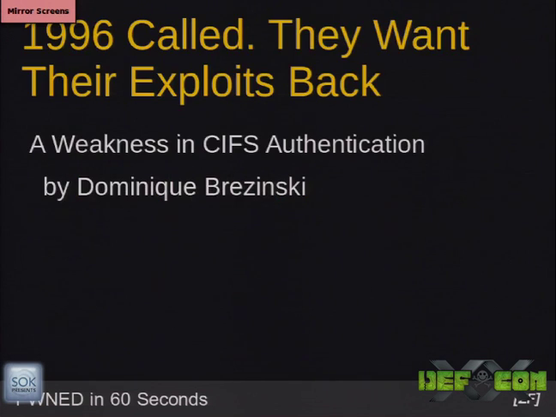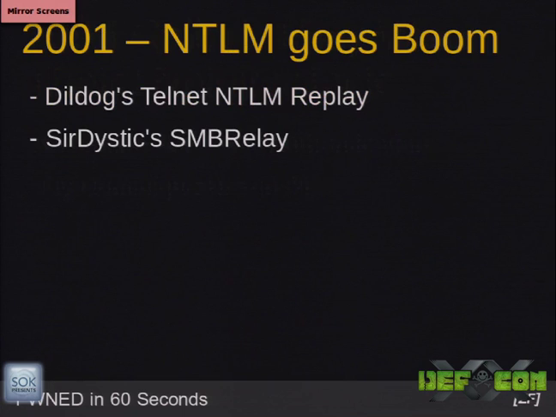Back in '96 was when it first came out in a paper called Weakness in CIFS Authentication by Dominique. That's where they first talked about NTLM relaying as a possibility. In 2000 was DILDOG's Telnet NTLM replay and SIRDISTIC's SMB relay, in which it did relaying back to NTLM or Telnet, relaying the authentication back, and you used a weakness in IE where you could say telnet, the IP, and it automatically authenticated. And then SMB relay took advantage of bouncing SMB requests to other hosts as well as back to itself.